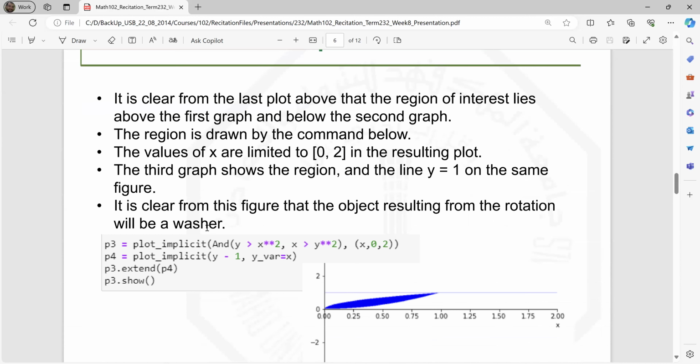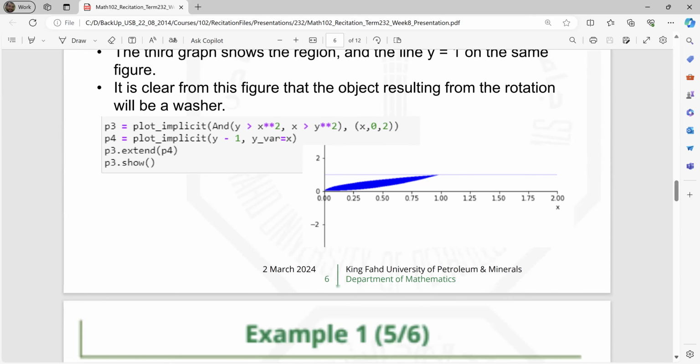So here we'll use the plot implicit. We define the new plot, let's call it P3, that has these conditions, that y is above x squared, x is above y squared, and with x between 0 and 2, we'll have this full dimension. And of course, we'll also plot the axis y equals 1 using this implicit plotting. And here is our region, and here is the axis y equals 1. Okay, so now we are ready to start the integration.